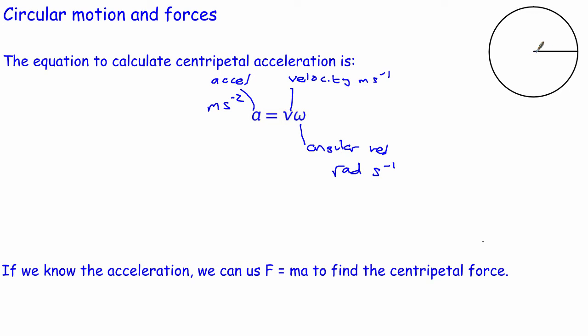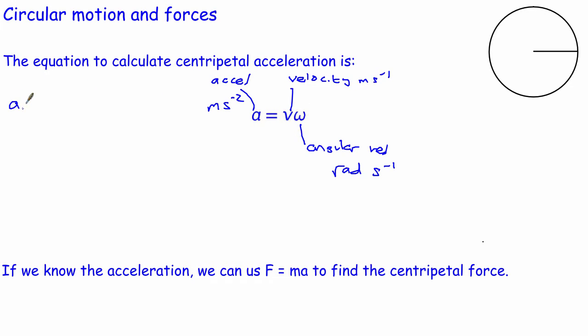So really, if you've got something going around in a circle and you know the angular velocity, so you know how many radians it does per second, and you know the velocity, you know how many meters per second it's traveling around the circle, you can calculate the acceleration. Now, sometimes you don't know either the velocity or the angular velocity, or you only know one of them. So there are 2 other equations that are often more useful to use.